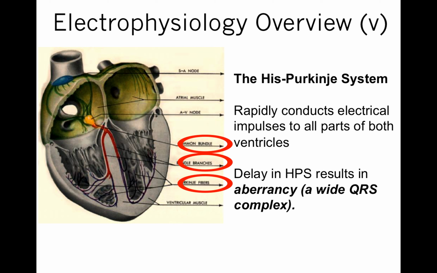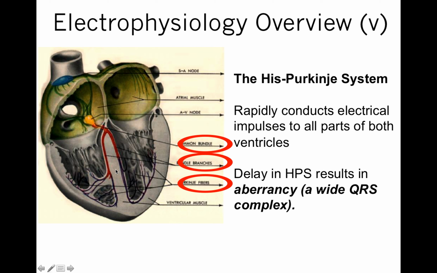Following this, the impulse is delayed and then conducts to the His Purkinje system, which is composed of different bundles that supply both ventricles simultaneously. So there's the left bundle, which supplies the left ventricle, and the right bundle that supplies the right ventricle. And usually the ventricles depolarize simultaneously.